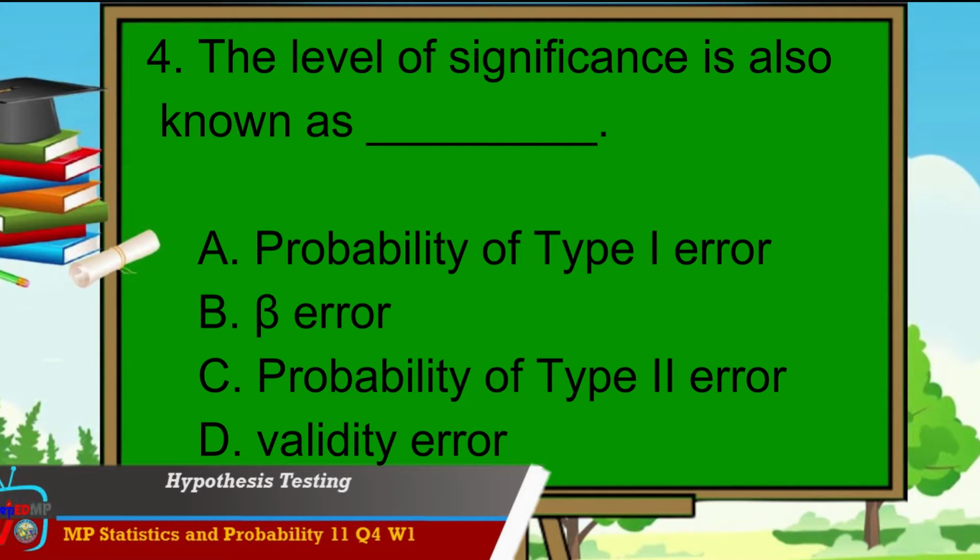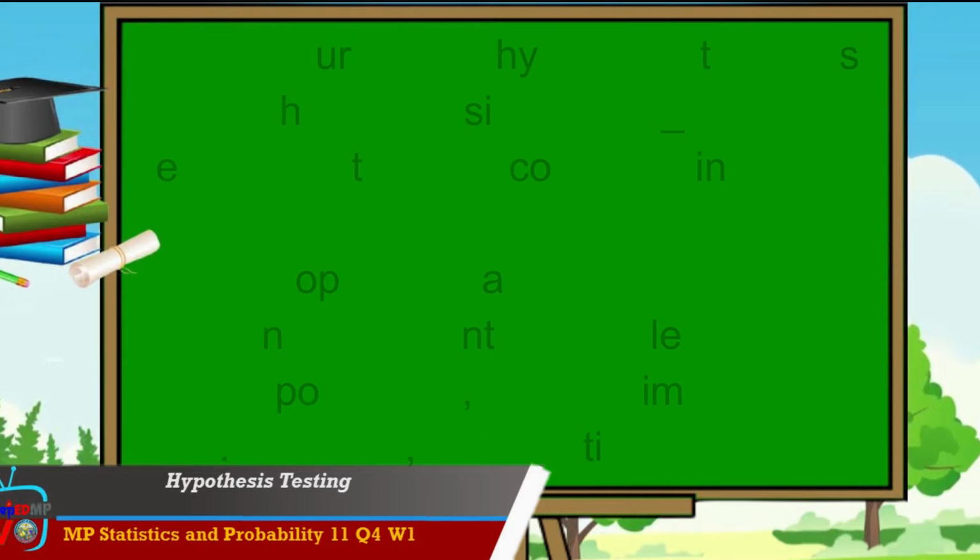Number 4. The level of significance is also known as blank. A. Probability of type 1 error. B. Beta error. C. Probability of type 2 error. D. Validity error.